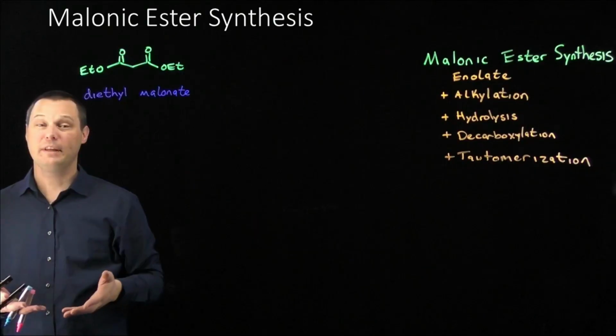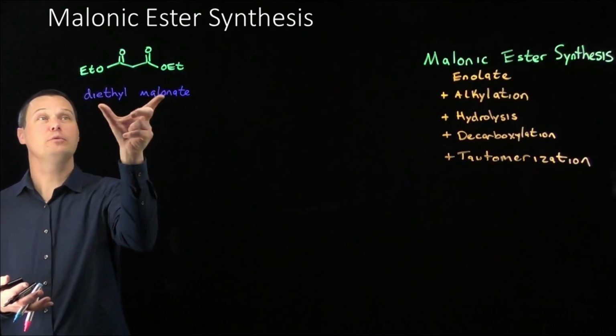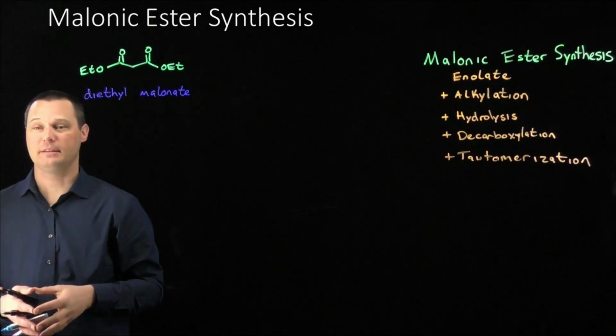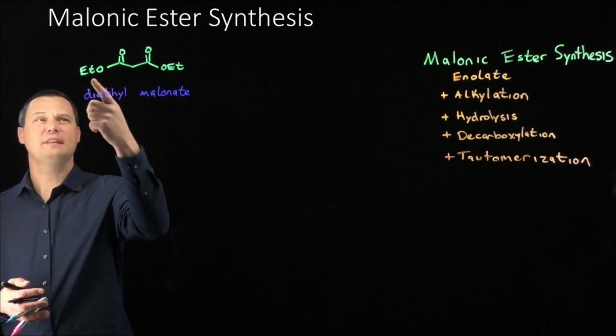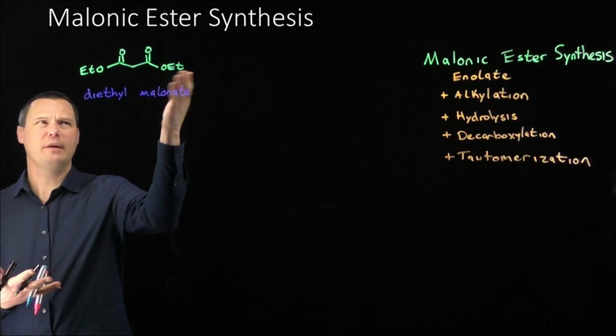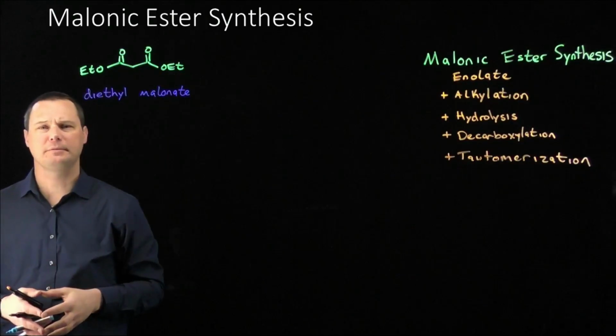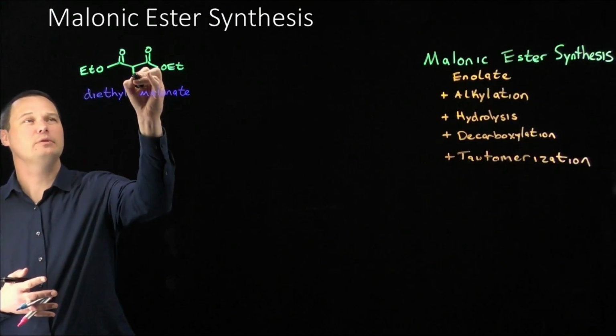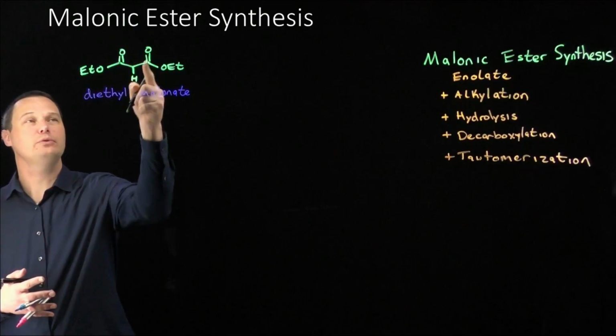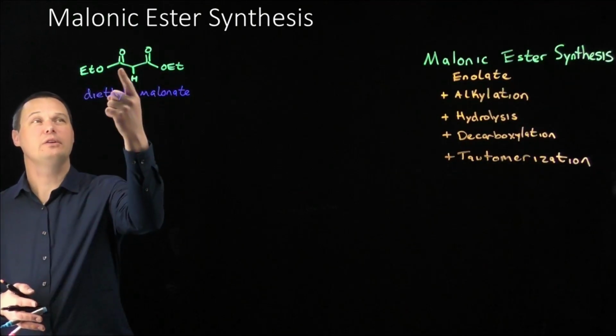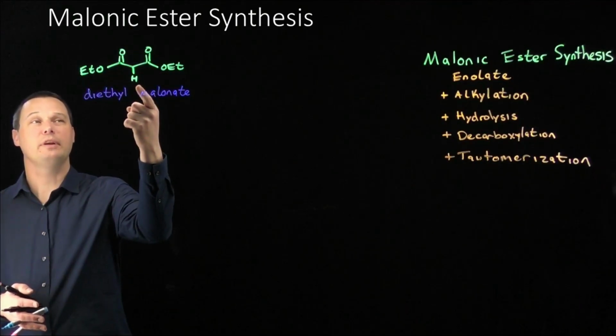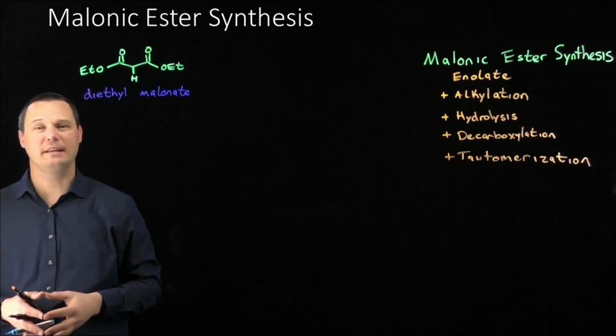When chemists say malonic ester, we almost always are referring to diethylmalonate. These ester groups are almost always ethyl esters. They could be other things, methyl, isopropyl. That's not the important part. The important feature is the alpha proton sandwiched between the two carbonyls. That makes it unusually acidic, easy to deprotonate, and easy to turn into a stabilized enolate.